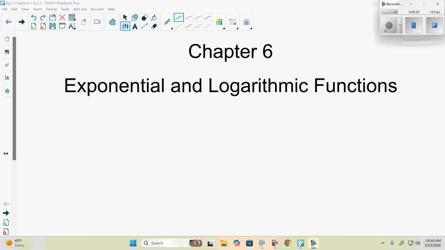Chapter 6, what we're covering here is exponential and logarithmic functions. Exponentials and logarithms are inverses of each other. They undo each other. So if we apply a logarithm to an exponential, they will cancel each other out. They'll simplify each other out. So they are inverse functions. Now, what we're doing first is chapter 6.1 and 6.2. We're doing two sections in one because I don't think either one of them deserves a full day by themselves. There's a lot we can get into.